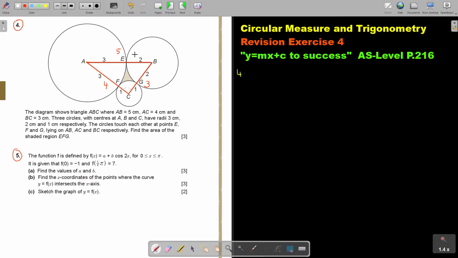But before I go on, 3 circles with centers at A, B, and C have radii 3, 2, and 1. We can see that. The circles touch each other at points E, F, and G, lying on these respectively. Find the area of the shaded region. What we must first do is get these angles. So let's first get those angles.